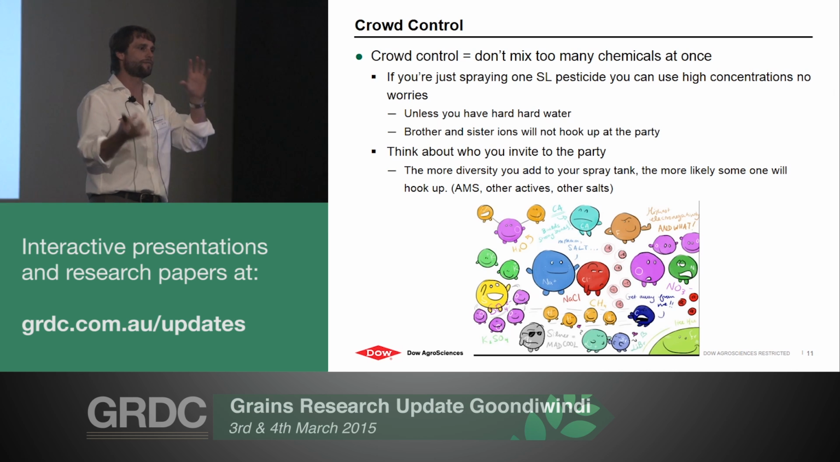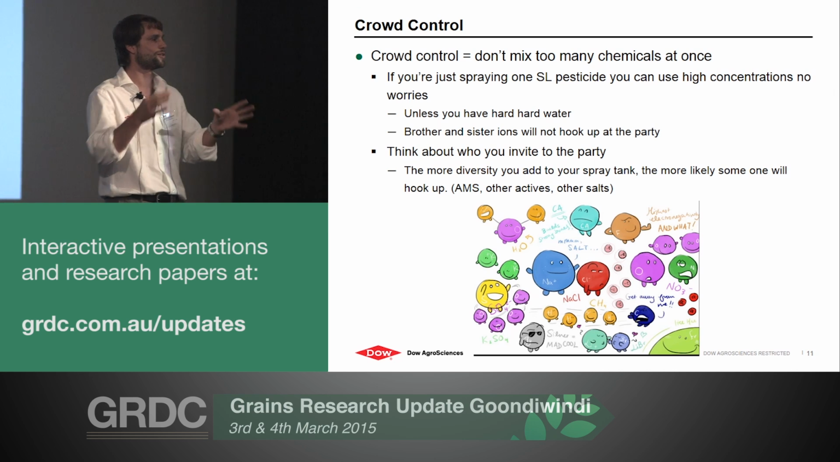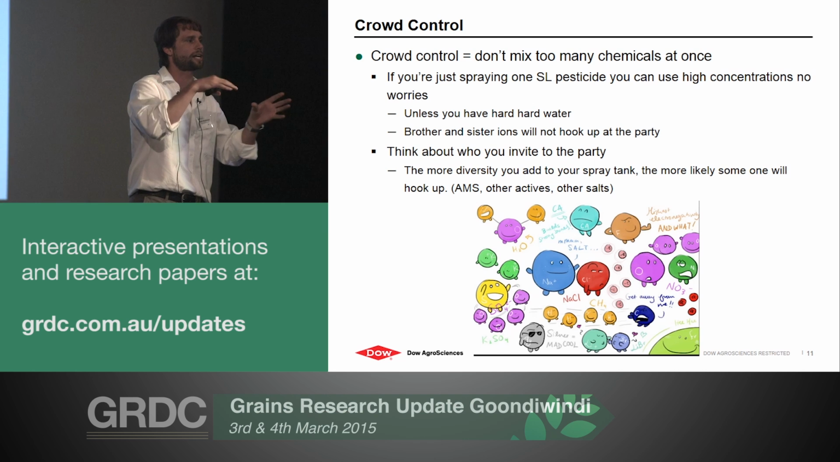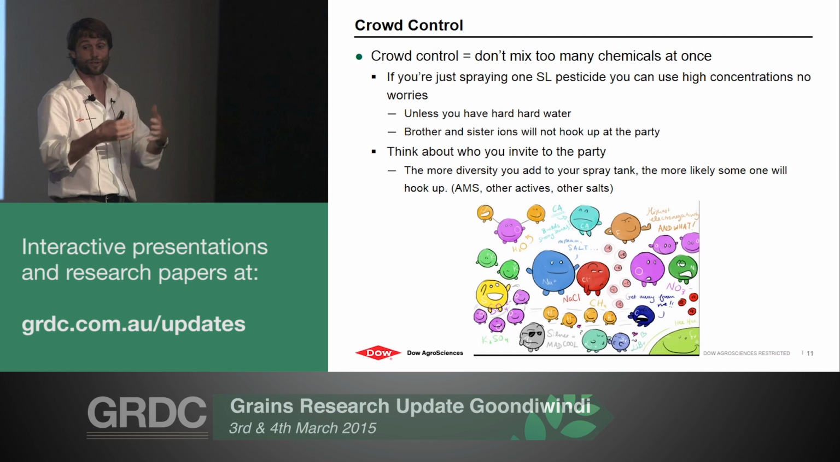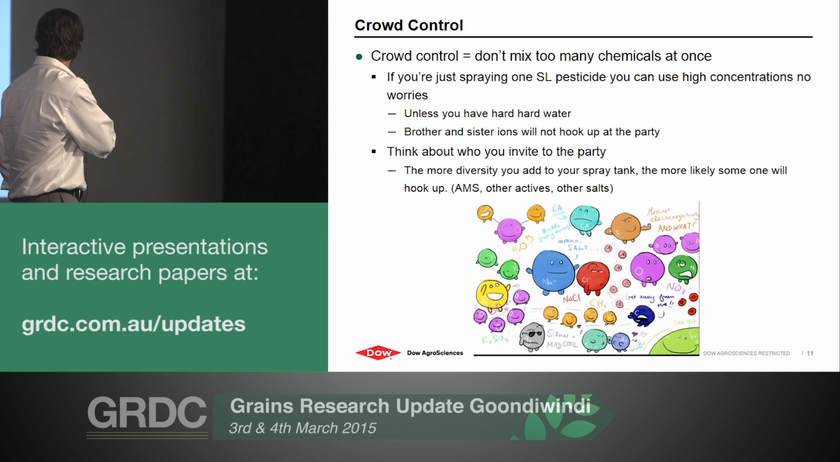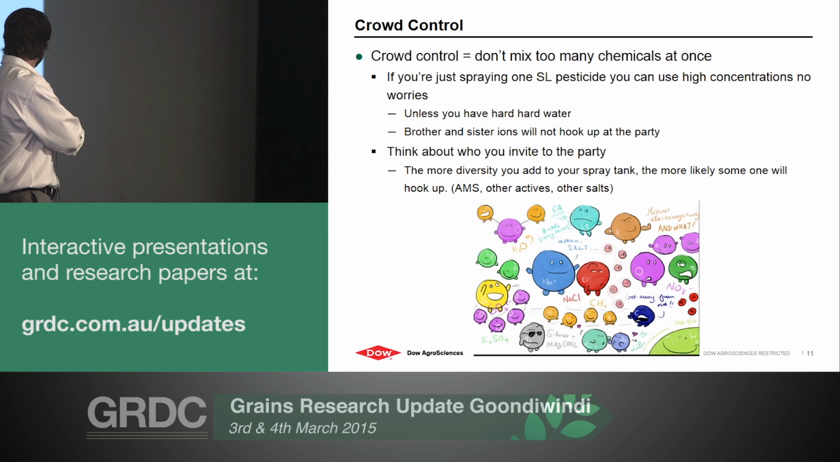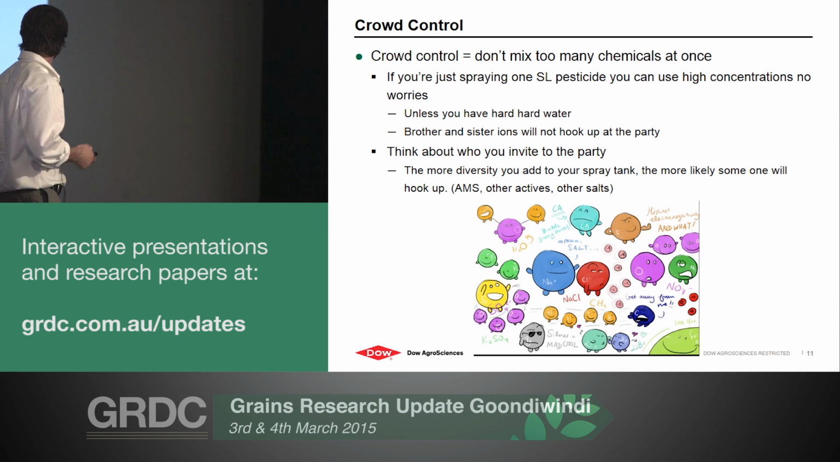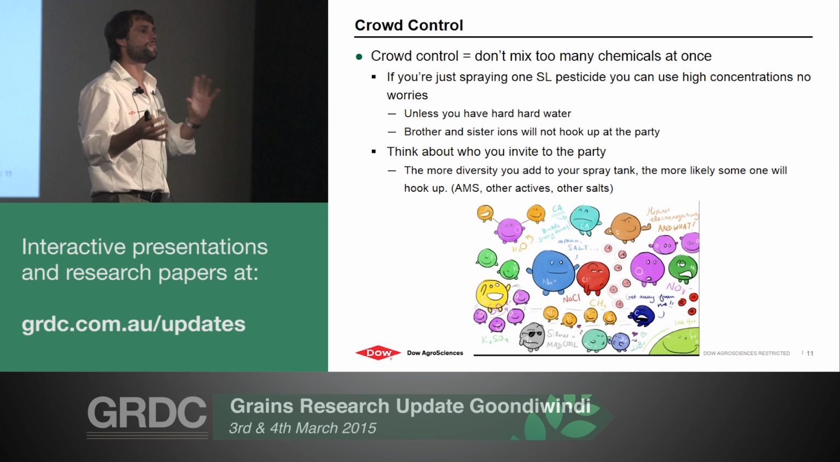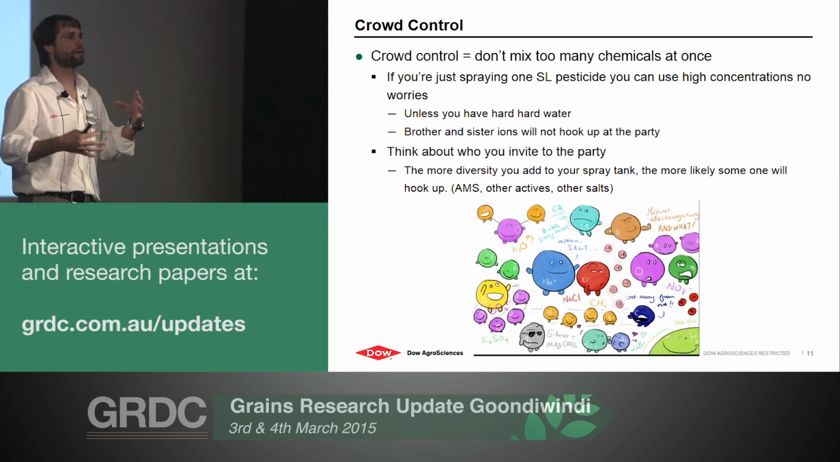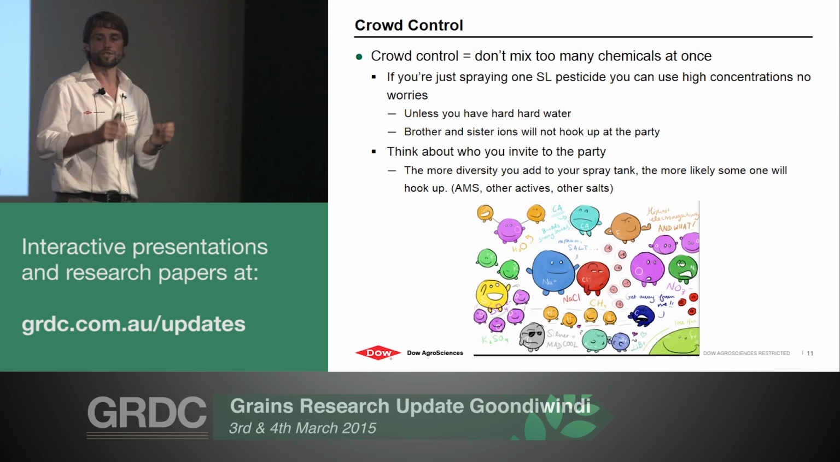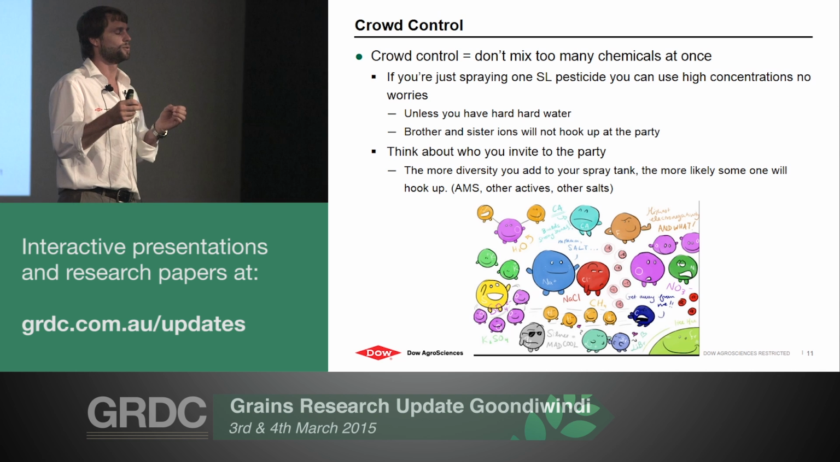If you start adding everything else, especially fertilizers and other things like that, you're adding all these attractive ions. They're going to hook up and they're going to crash. This is kind of a little cartoon of what's going on there. Different ions will actually be attracted to each other, others will be repulsed from each other. And it's a very complex system in the spray tank when you add more and more ions. So you want to keep it simple as possible.